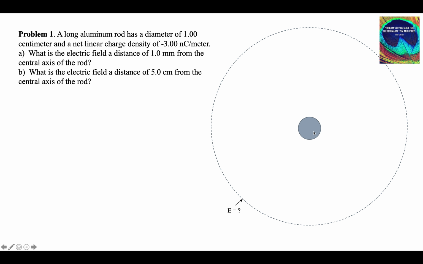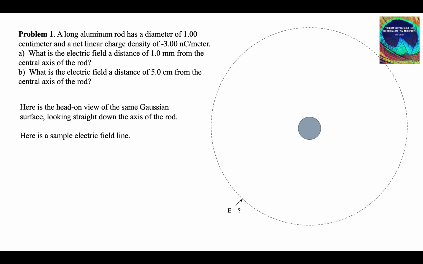So here's an end-on view. There's the rod. Here's the Gaussian surface, 5 centimeters away. The field lines look like this. They penetrate the Gaussian surface at a right angle. They hit the rod at a right angle, and they go all the way around. And they're inward because the rod is negative.